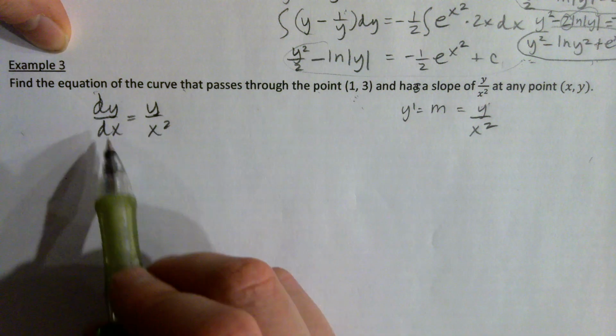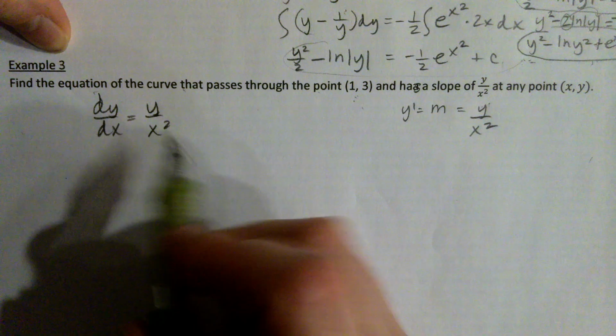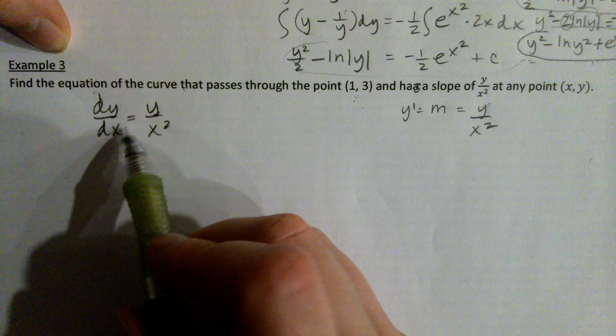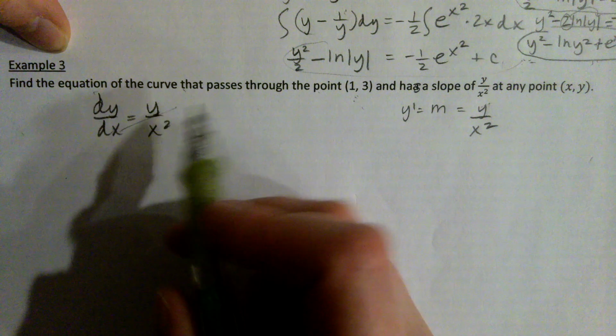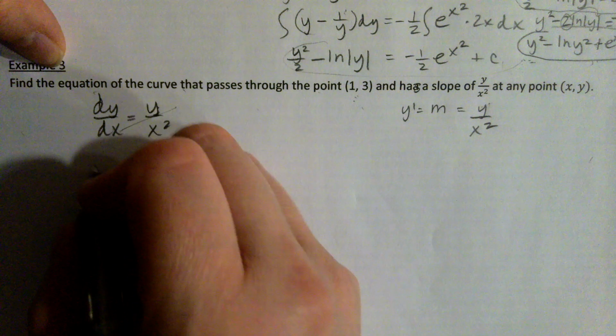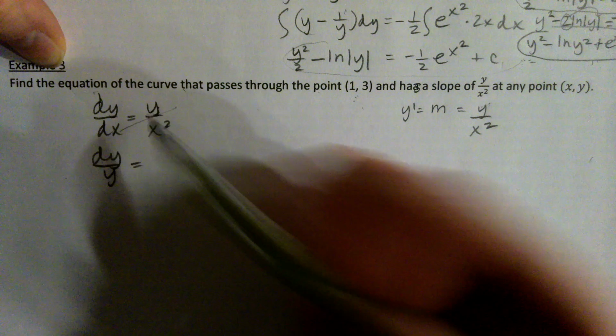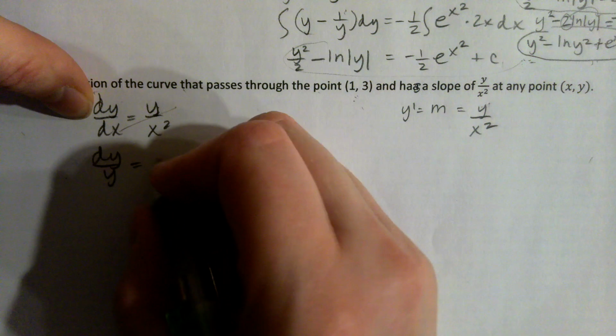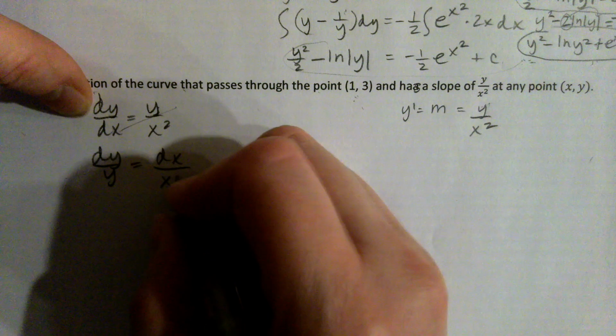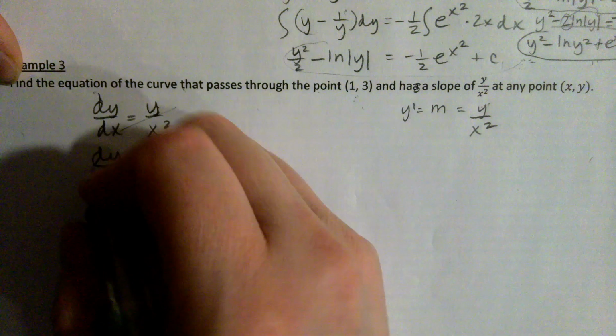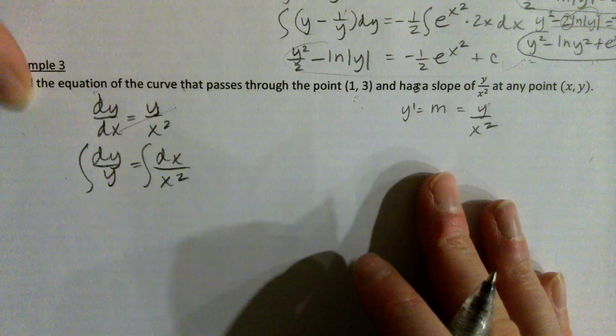So I need to multiply by dx on both sides. And then I'm going to have to divide by y. So I'm going to end up with dy over y because I'm dividing by this y. And then I have to multiply by dx. I'm going to have dx over x squared. And that's what I'm looking at having to integrate.